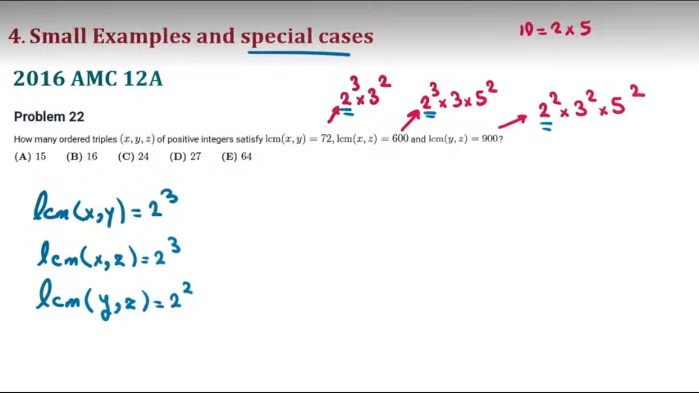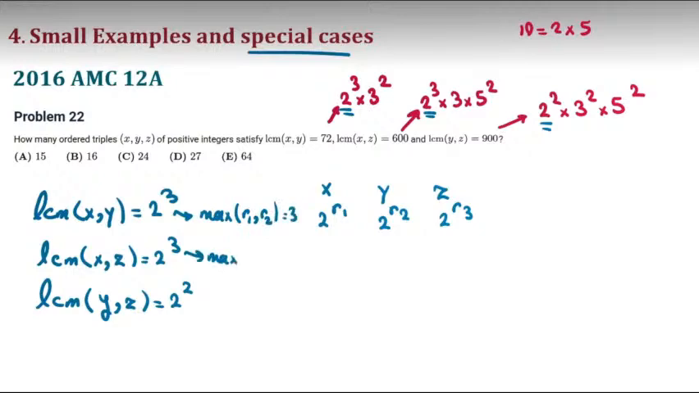Suppose x has 2 to the power r1, y has 2 to the power r2, z equal to 2 to the power r3. By the first one, we conclude the maximum of r1, r2 equals 3. The next one, the maximum of r1, r3 equals 3. And by the last one, the maximum of r2, r3 equals 2.